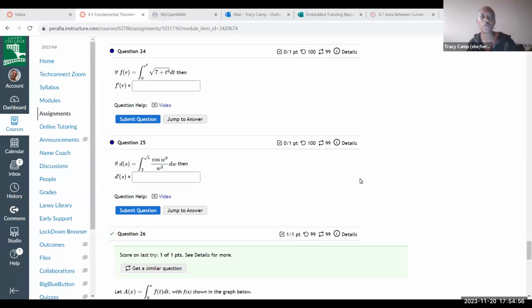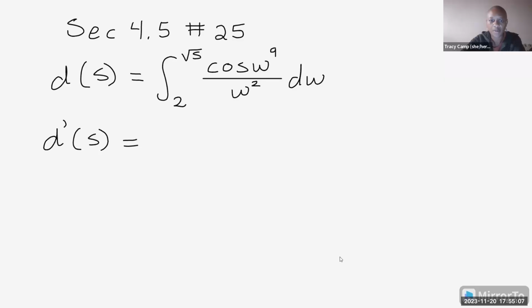This is section 4.5, problem number 25 that I'm going to talk through right now. And I wrote the problem down on my iPad. So let's go to the iPad. I'm going to turn off my video. I'm not covering anything up.